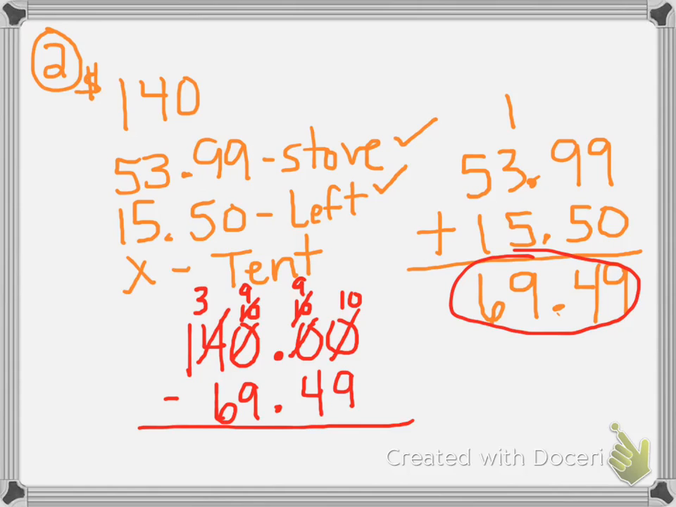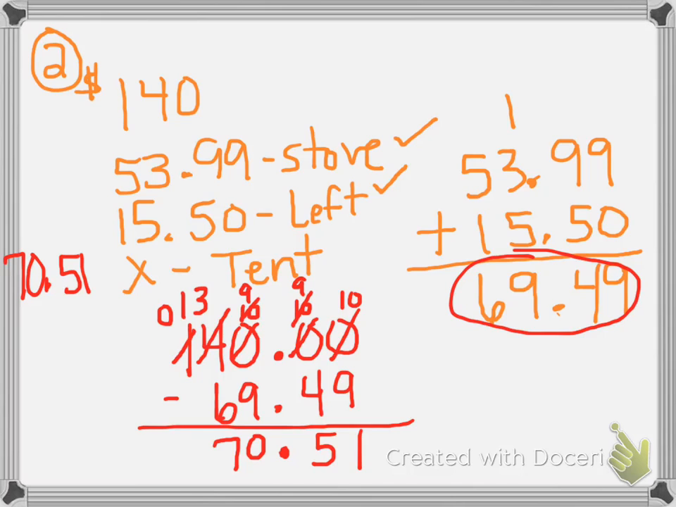10 minus 9 is 1. 9 minus 4 is 5. Put my decimal in place. 9 minus 9 would be 0. I cannot take 6 from 3, so I'm going to borrow from the next door neighbor, which is 1, making 1 a 0, making 3 a 13. 13 minus 6 would be 7. So the cost of the tent must be $70.51.